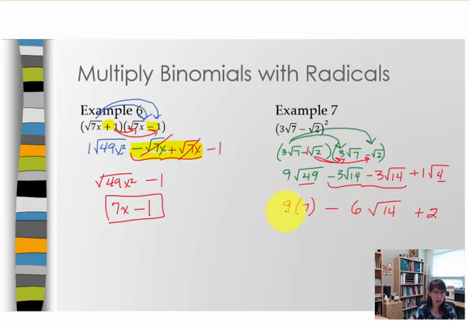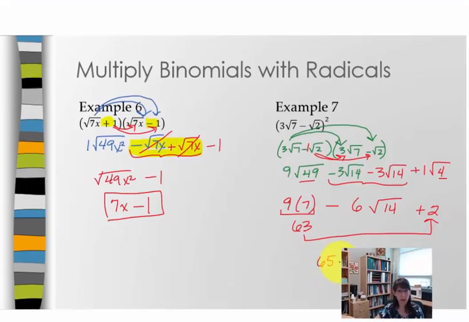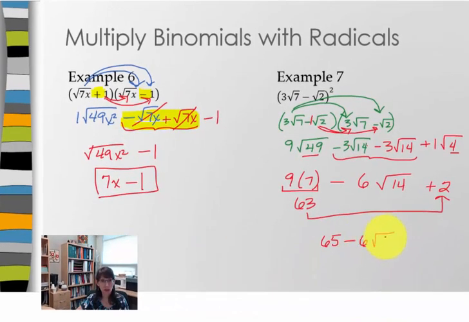So the best we can do here is actually multiply out 9 times 7, which is 63, and combine that with its other like term, +2. So this final answer is going to be 65 minus 6 square roots of 14. And that's how you can multiply with radicals.